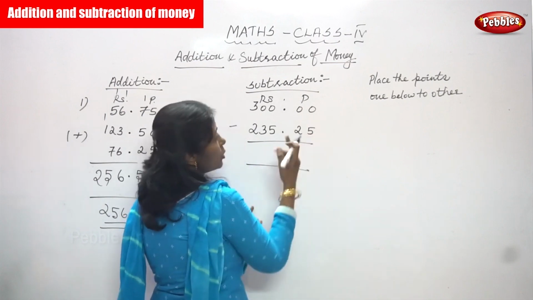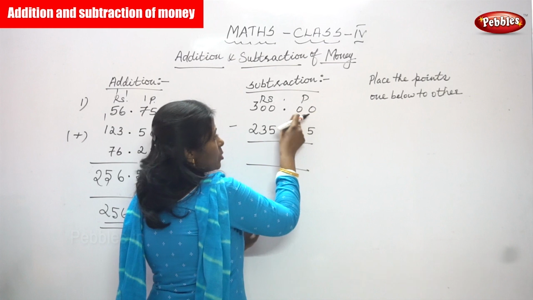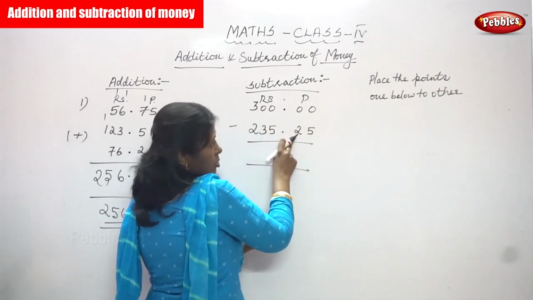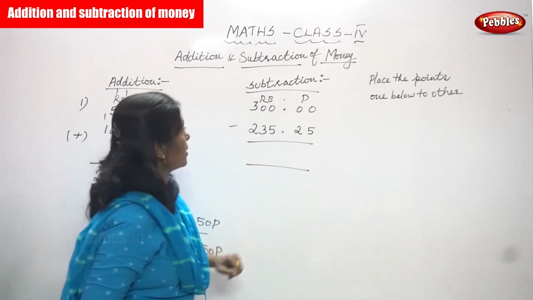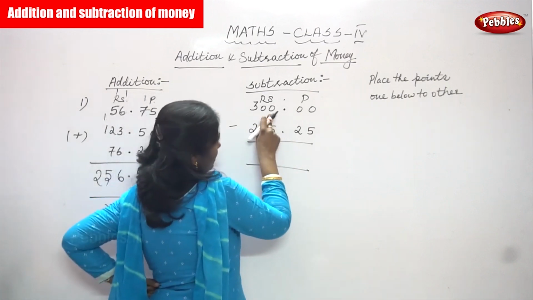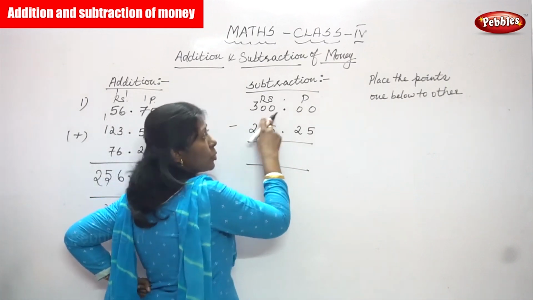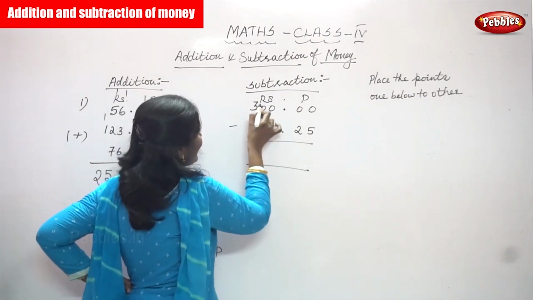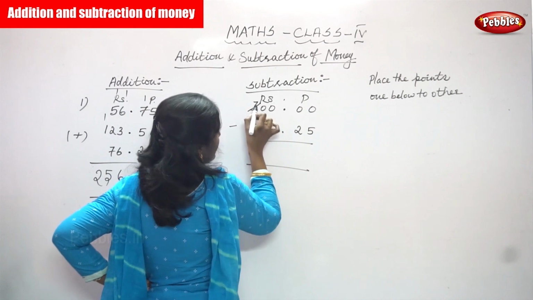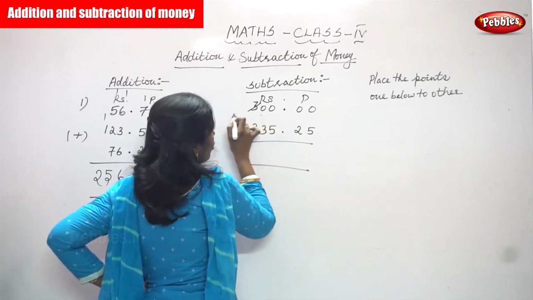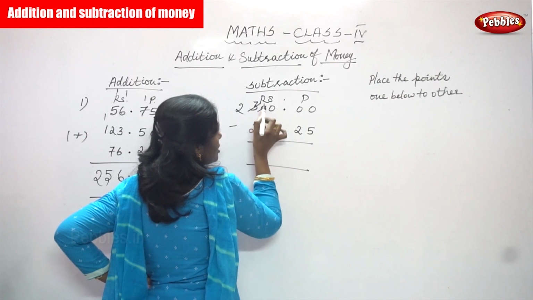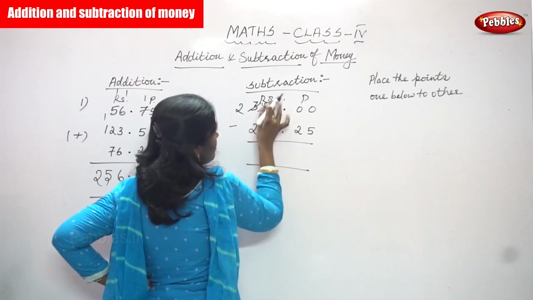So 0 minus 5, you can't subtract. So you have to go to the next number. You can't subtract here also, because 0 is here. Here also 0, you can't subtract. Here also 0, you can't subtract. So you have to borrow from the 3. From 3 you have to borrow 1. So this becomes 2, and this 0 becomes 10.